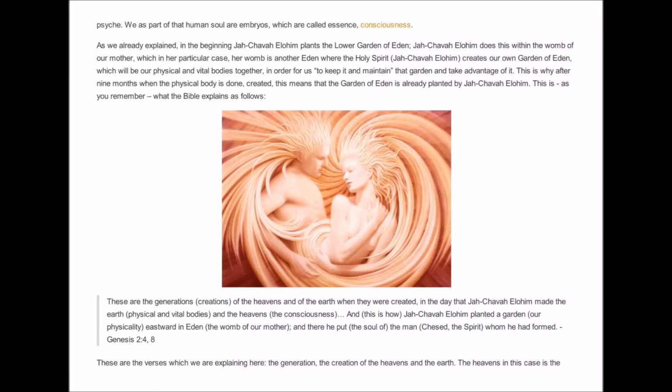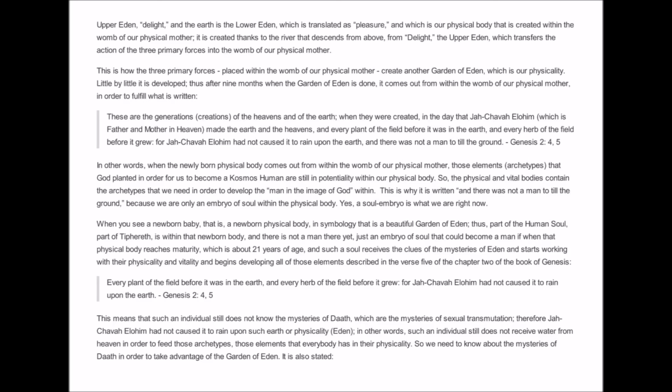So then the three primary forces placed in the physical body in the womb of our mother are creating another Garden of Eden, which is our physicality. And little by little, it's developing and is coming out of the womb of our mother after 9 months. And this is how you explain the verse, these are the generations of the heavens and the earth when they were created, in a day when Yahweh Elohim, which is Father, Mother in heaven, made the earth and the heavens.